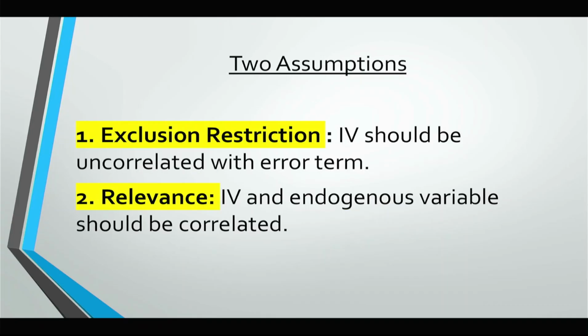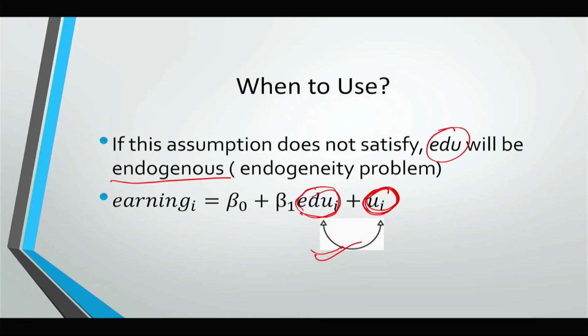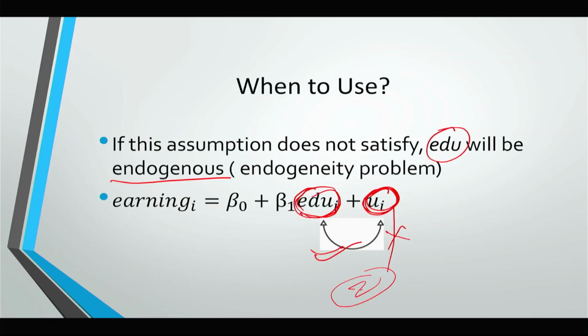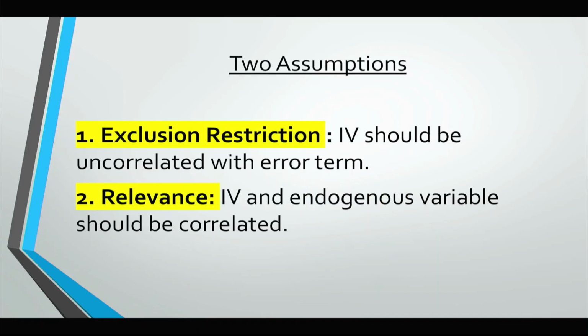While using IV, we are searching for one variable that satisfies two conditions. One is that the IV should not be correlated with the error term. Again, this IV should be uncorrelated with the error term, right? If we search for one IV here, it should not be correlated with the error term. The next one is that the IV and the endogenous variable, here education, should be correlated. They both should be correlated to each other, right? These two assumptions should be satisfied before confirming the IV.